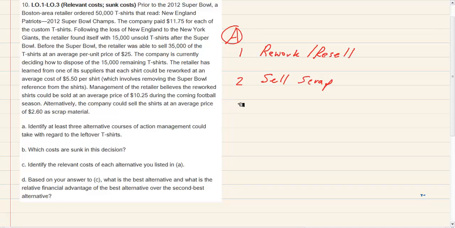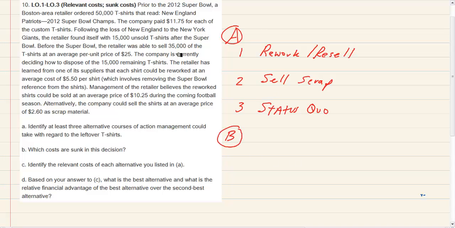And the problem doesn't really point out, but you have to remember in any business decision, an option would always be status quo. We could do nothing. We could leave those t-shirts sitting in a box in our warehouse and just kind of leave it at that. So our three options would be rework and resell them, sell them for scrap material, or just keep the status quo and just keep them in a box and not do anything.